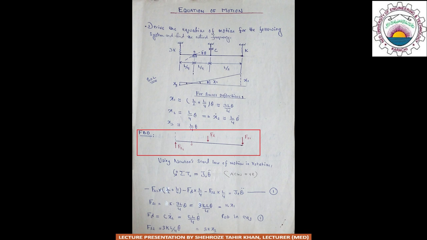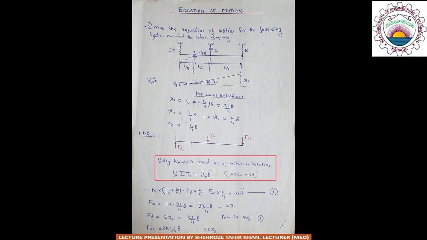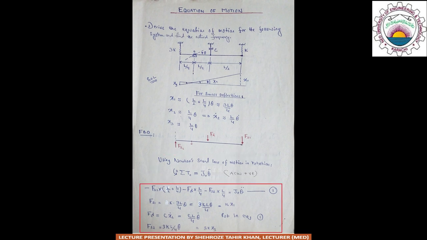Then we apply Newton's second law of motion on this system. Since the bar has rotational motion, Newton's second law can be written as follows: summation of torques about O is equal to J naught theta double dot. So for counterclockwise moments, the above equation can be written as follows: minus Fs1 into (L/2 + L/4) minus Fd into L/4 minus Fs2 into L/4 is equal to J naught theta double dot.